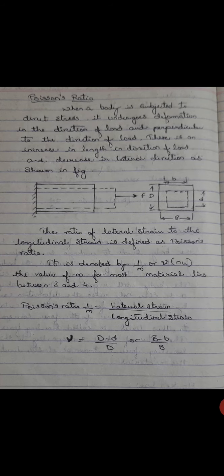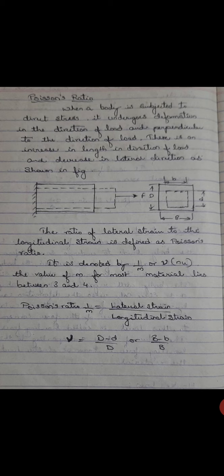The ratio of the lateral strain to longitudinal strain is defined as Poisson's ratio. So it is the ratio of lateral strain to linear or longitudinal strain. It is denoted by 1 by m or nu. The value of m for most materials lies between 3 to 4. It means that it can reduce to one third or one fourth.